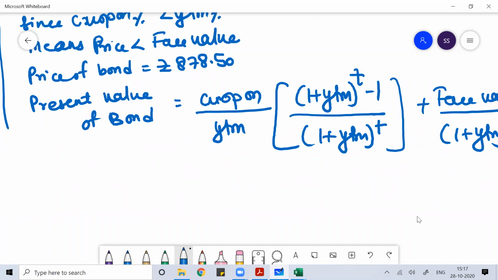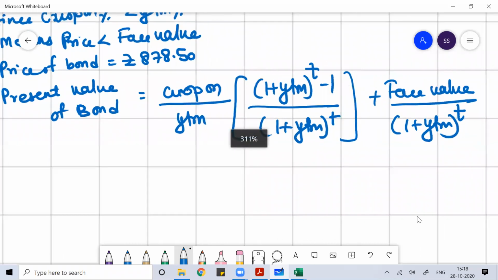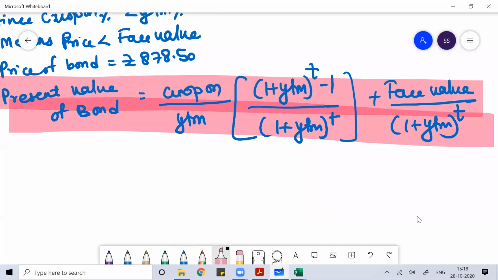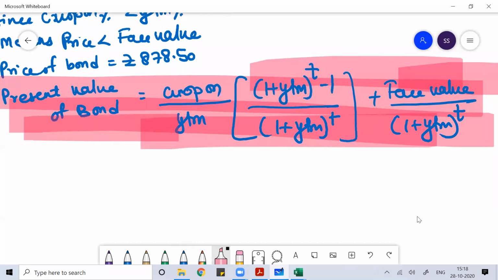I hope you can use your common sense to see that these formulas are not how the real market works. Everything around us does not follow a mathematical formula. Although mathematically the price of the bond should be this much, in reality it may or may not be equal to this. It again depends upon demand and supply.